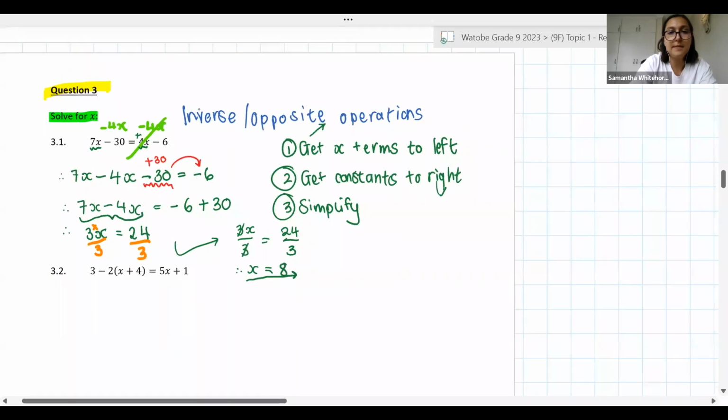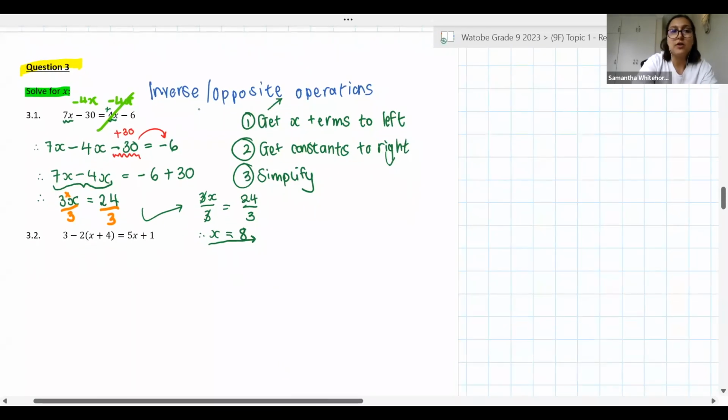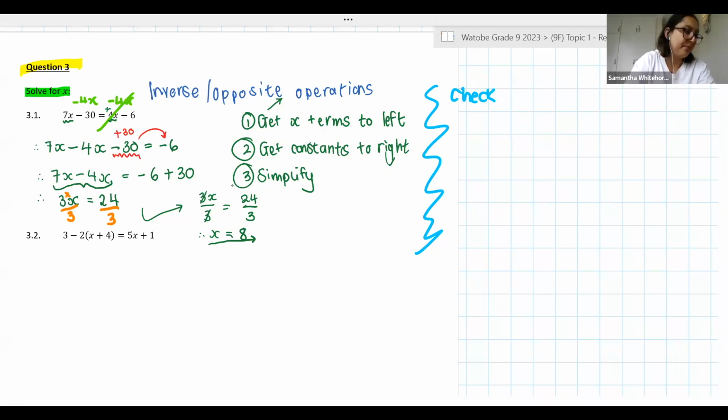Now guys, remember, if you are unsure of your solution to your equation, you can always check yourself. So there is a check for equations. You don't ever have to write this check in your answer, but you could do it on a calculator or on like a scrap piece of paper for yourself, just to make sure that your answer is correct. And your check is through substitution.